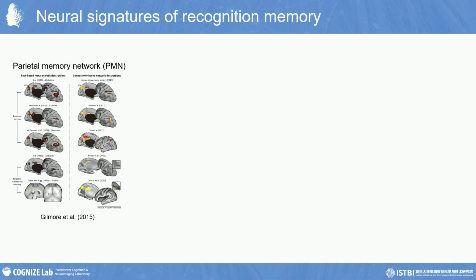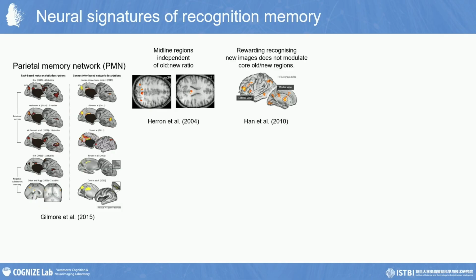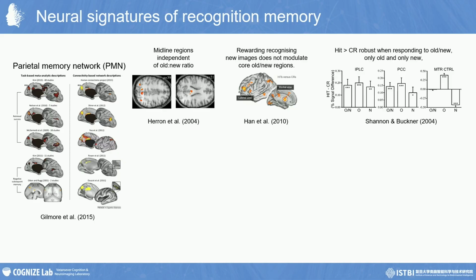So what do we know? What kind of networks are supporting recognition memory? One of the most prominent ones is certainly the parietal memory network that has been identified in task and resting state work. We know from very early work that if you vary the ratio of old and new stimuli, we still find a retrieval success effect in these regions. We also find it if participants are only rewarded for recognizing new images, making those the targets. And we also find it if we only require responses for old, or for new, or for both.